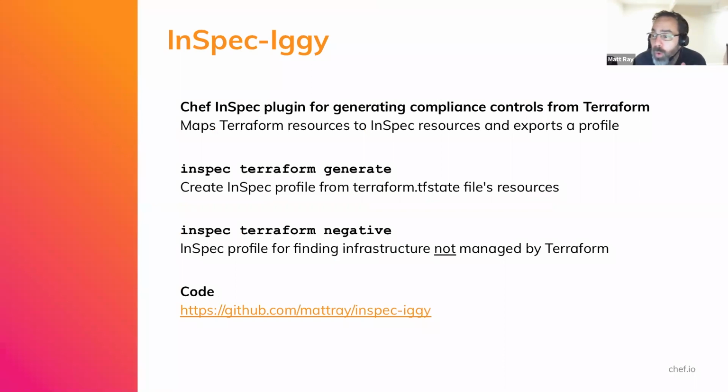And the reason having all these resources available to us is useful is there's a Chef InSpec plugin called InSpec Iggy, where Iggy stands for InSpec Generate, that allows you to generate compliance controls from your Terraform. It's going to map the Terraform resources to InSpec resources and export those as a profile. And so what this allows is for dynamic generation of your InSpec coverage of whatever you just created with Terraform.